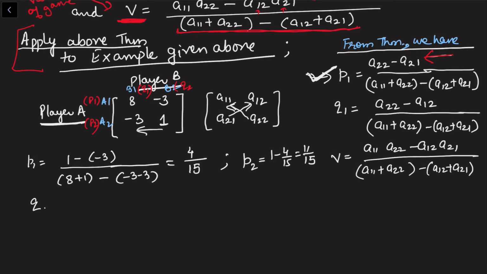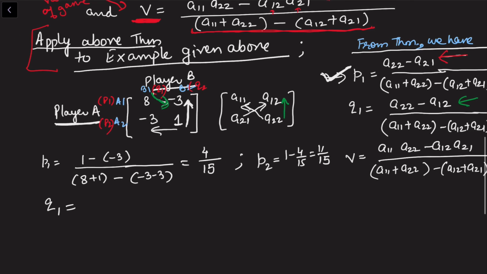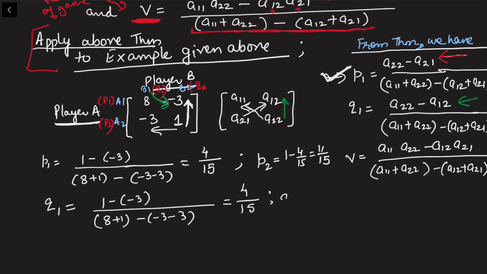And similarly, I can calculate Q1. For Q1, I'm going to look vertically, but it is upward in this case. Look here and look here, this is A22 minus A12. So this way we calculate Q1. So Q1 is 1 minus of minus 3 divided by 8 plus 1 minus of minus 3 minus 3. The denominator is always the same, we have seen in the formula. So this is 4 by 15. And again, by chance, the other comes out to be exactly the same, 11 by 15.